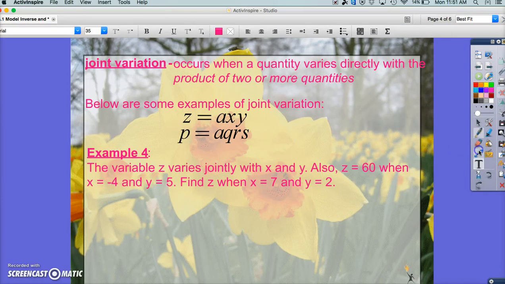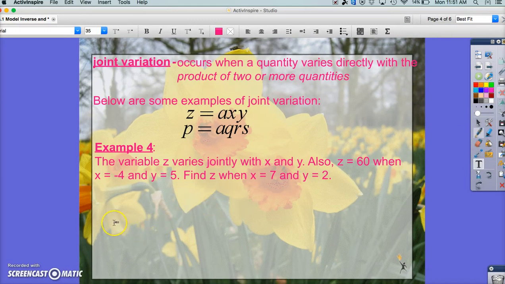So let's set up this next one. The variable Z varies jointly with X and Y. Also, Z equals 60 when X equals -4 and Y equals 5. So we'll start there. So Z varies jointly with X and Y. So Z equals AXY. Always put the A for the constant. From here, they tell me Z equals 60, right? They tell me X equals -4. Tell me Y equals 5.